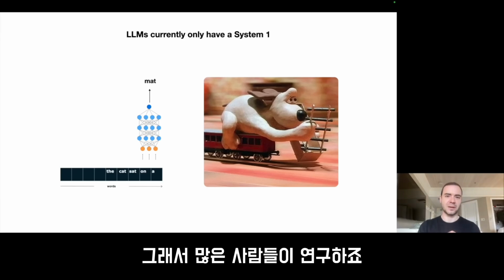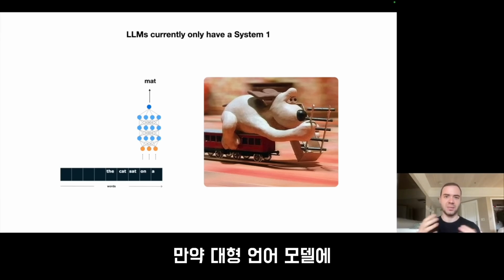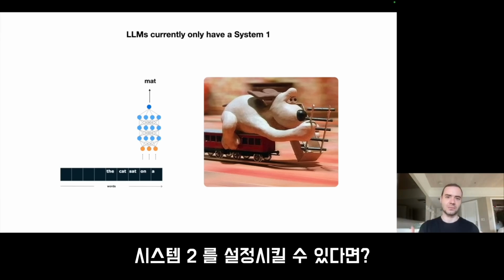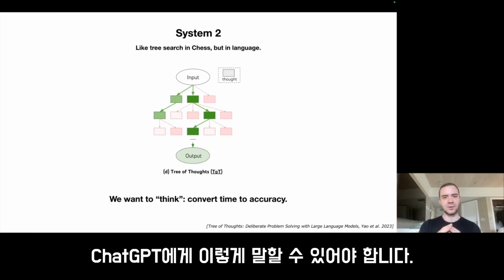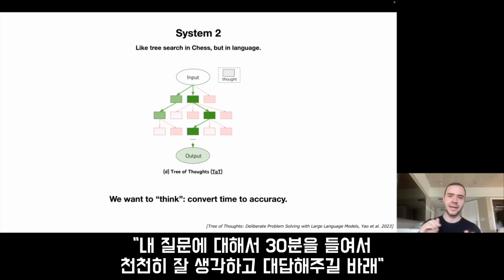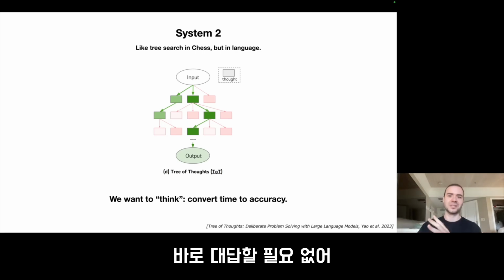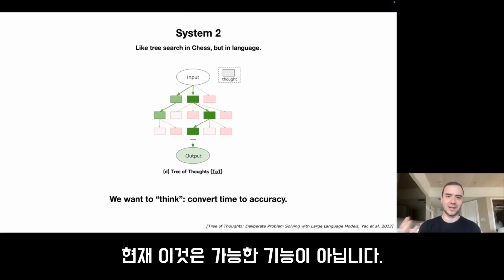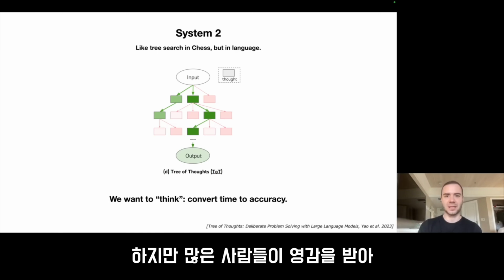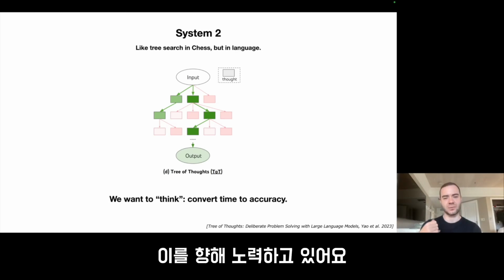A lot of people are inspired by what it could be to give large language models a system 2. Intuitively, what we want to do is convert time into accuracy. You should be able to come to ChatGPT and say, here's my question, and actually take 30 minutes. It's okay, I don't need the answer right away. You don't have to just go right into the words. You can take your time and think through it. Currently, this is not a capability that any of these language models have, but it's something that a lot of people are really inspired by and are working towards.